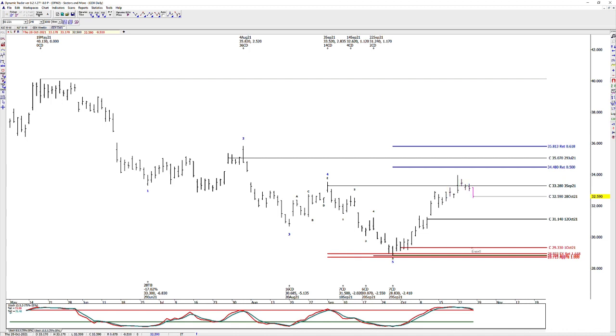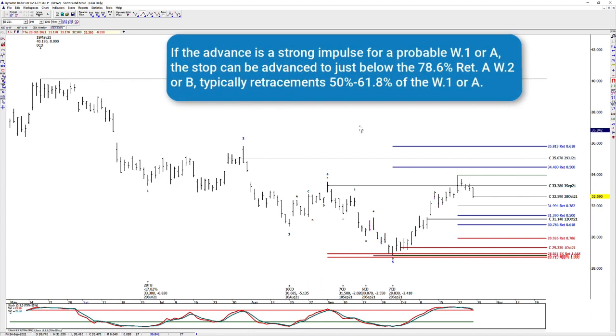Is there a reason to advance this? The only reason to advance it is at the 78.6% retracement, because we've got a strong impulsive trend. This is really strongly signaling that this is not the end of a correction. This should be a wave 1 or A. Let me put that in. Should be making a wave 2 or B correction.